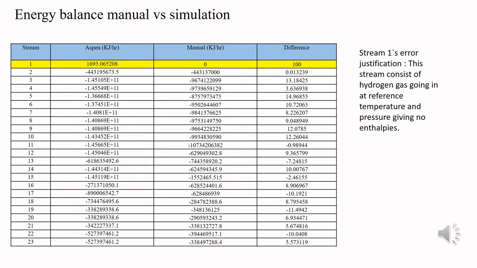This table shows the comparison between the manual energy balance calculation and the simulation from Aspen. All of the percentage errors are below 15% except for stream 1. This is because stream 1 should not have any enthalpy given that hydrogen does not have heat of formation.